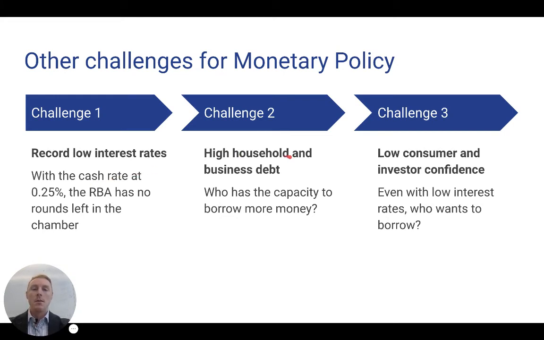The second challenge could be high household and business debt. If these households and businesses already have borrowed too much money, they won't have the capacity to borrow more money, even if the RBA did cut cash rate or interest rates further. And then lastly, very similar kind of challenge, that there is low consumer and investor confidence within the economy. Even with low interest rates, who wants to make that decision to borrow more money and increase their level of debt?